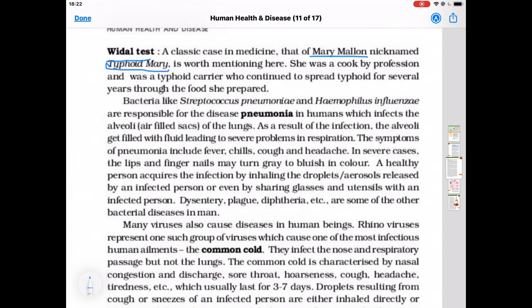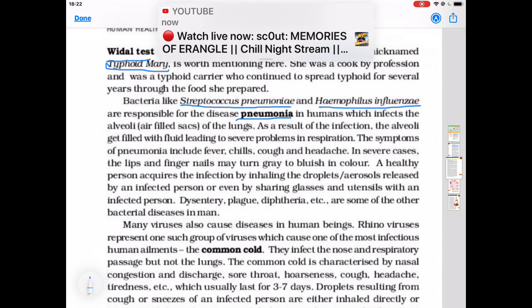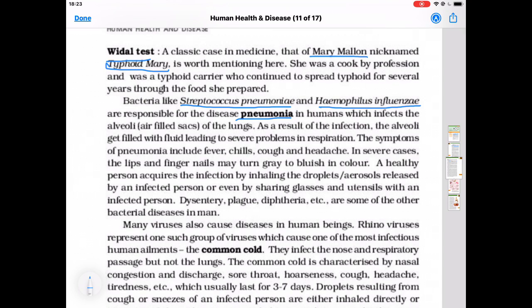Next disease is pneumonia and causal organism is Streptococcus pneumoniae or Haemophilus influenzae. Bacteria like Streptococcus pneumoniae and Haemophilus influenzae are responsible for the disease pneumonia, which affects the alveoli of the lungs. As a result of the infection, the alveoli get filled with fluid, leading to severe problems in respiration.